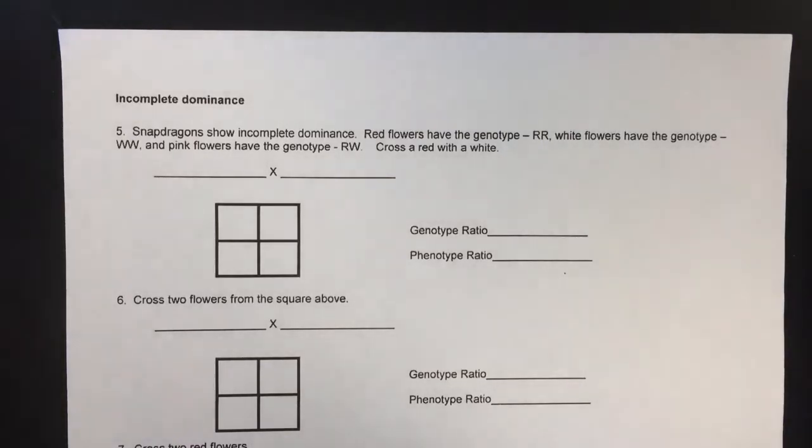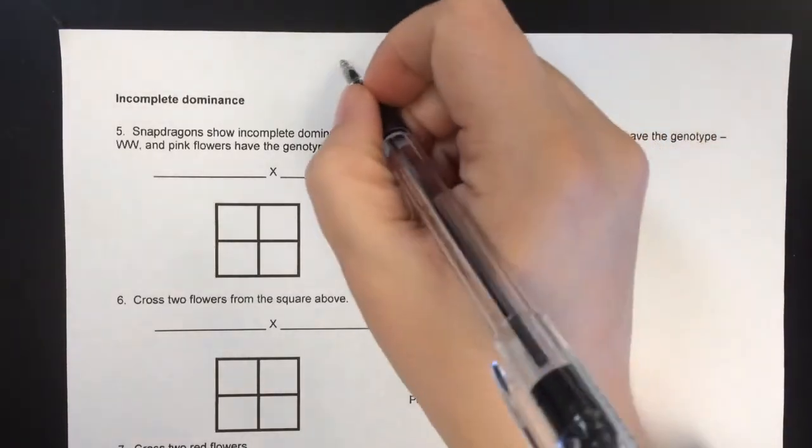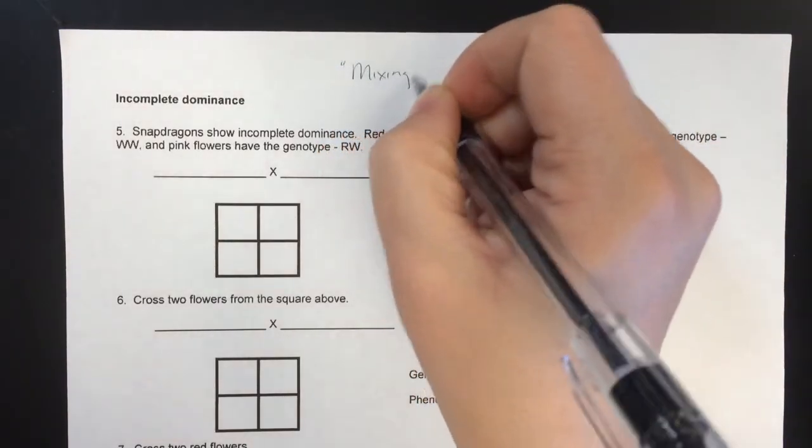Incomplete dominance. For the first part of this, we were talking about complete dominance, where you're either dominant or you're recessive, and if you're heterozygous, you show the dominant trait. Well, that's not true in everything. Sometimes we have incomplete dominance, which I kind of like to think about as mixing paint.